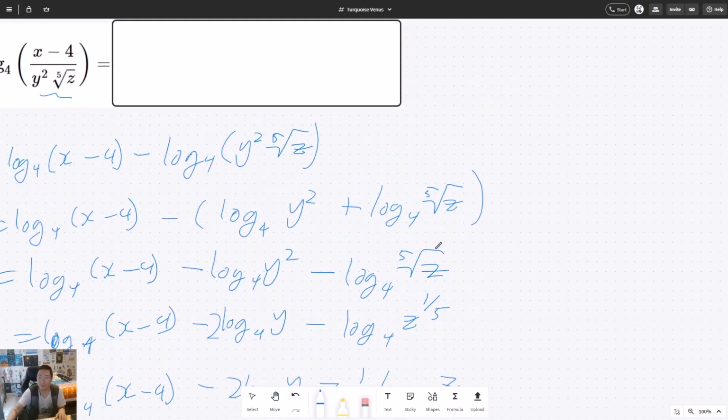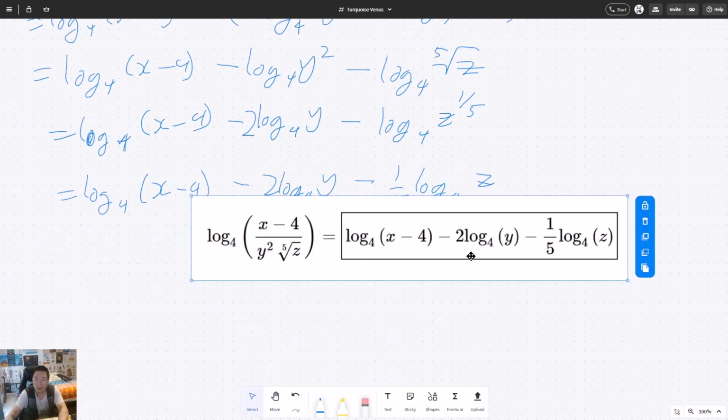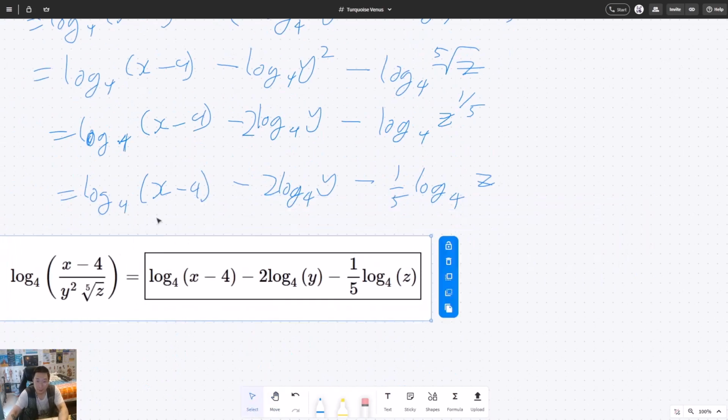So let's just check if we do have the correct answer. I'm going to copy this and paste it down here, and we have log base 4 of x minus 4, minus 2 log base 4 of y, minus 1 over 5 log base 4 of z. Right, that is the correct answer. Yeah, that's correct.